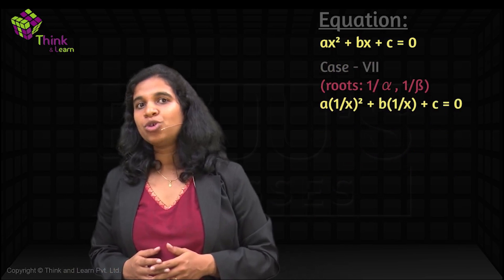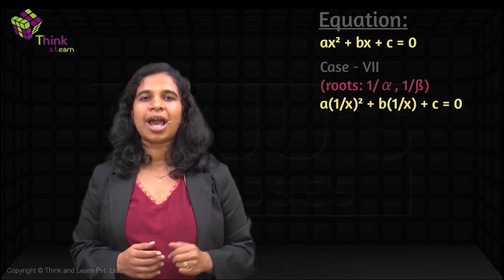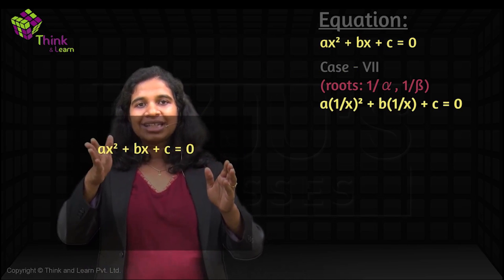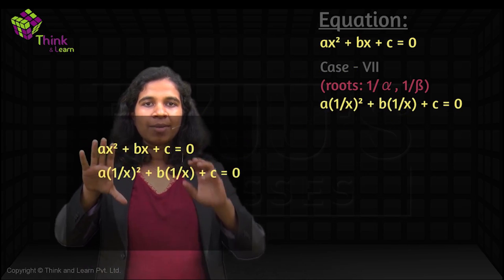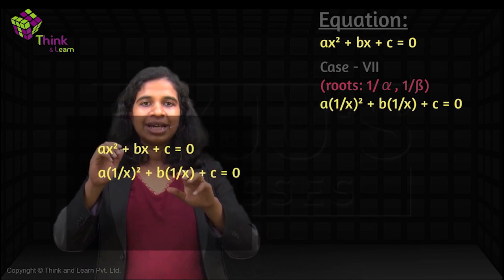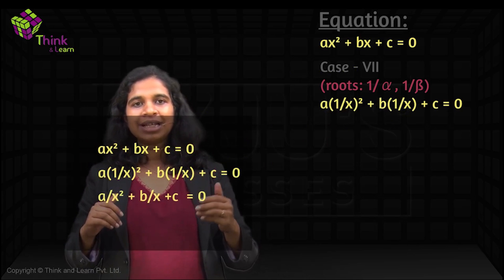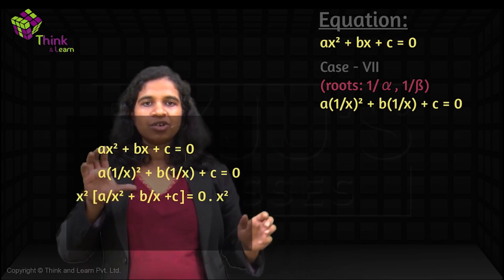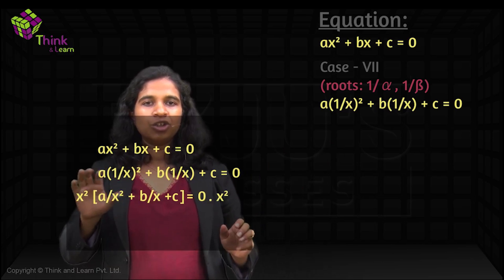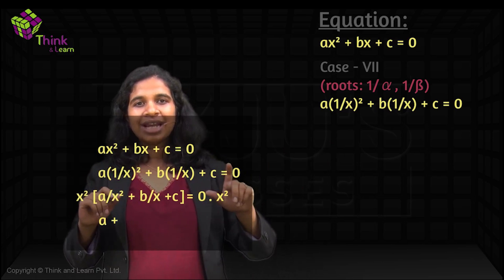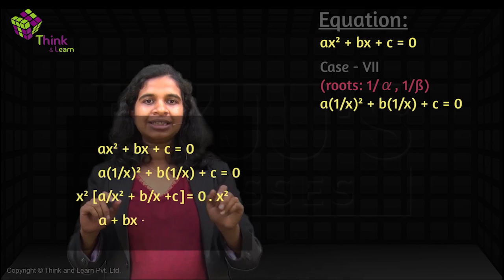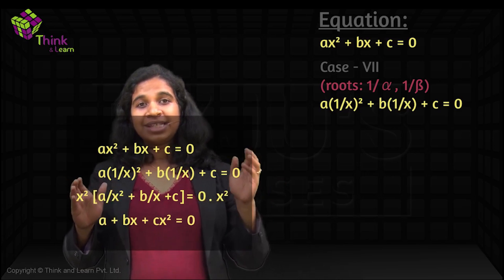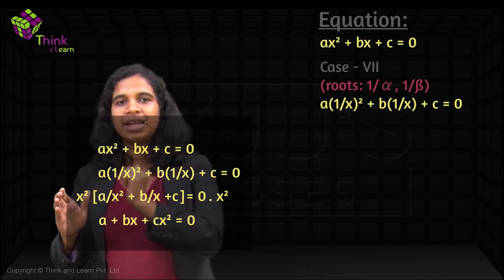Now, interestingly, when you replace x with 1 by x, look at what happens to your equation. We have ax squared plus bx plus c. Instead of x, I'm going to put 1 by x. So I put 1 by x here, 1 by x here. What do I get? A by x squared plus b by x plus c equal to 0. Now multiply the entire thing by x squared. So here the x squared will get cancelled, so you will be left with a. Here 1 x will get cancelled, you will be left with bx. Here an x squared will come up. So your equation becomes cx squared plus bx plus a.